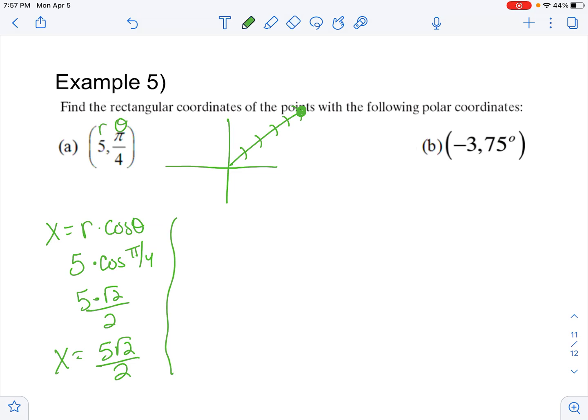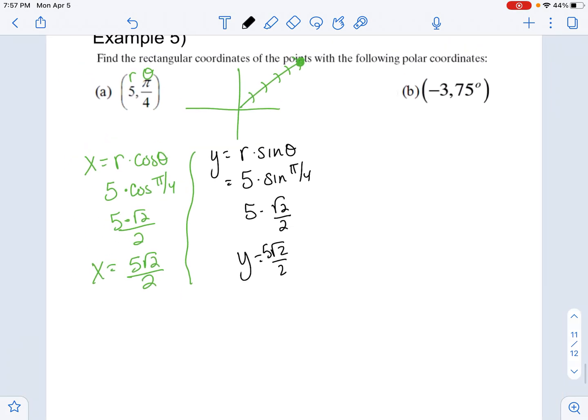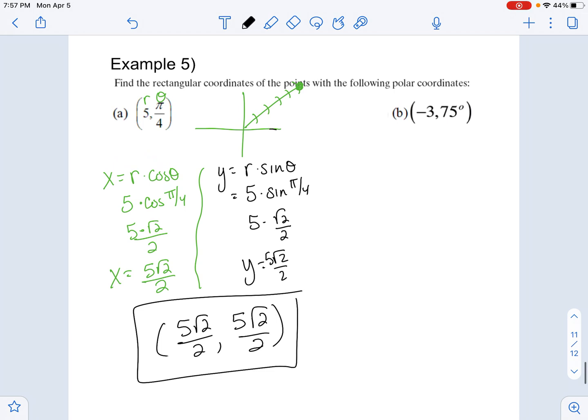All right, if I want to find the y value, I have to use the equation r times sine of theta. So again, my r is 5, and this time I'm doing sine of pi over 4. Well, sine of pi over 4 and cosine of pi over 4 are the same, so that's going to be 5 times root 2 over 2. So my y value is also 5 root 2 over 2. So the rectangular coordinate in xy that's the same as 5 comma pi over 4 is going to be 5 root 2 over 2 comma 5 root 2 over 2. Okay, so if I were to go over 5 root 2 over 2, and then go up, I would get to that same point.